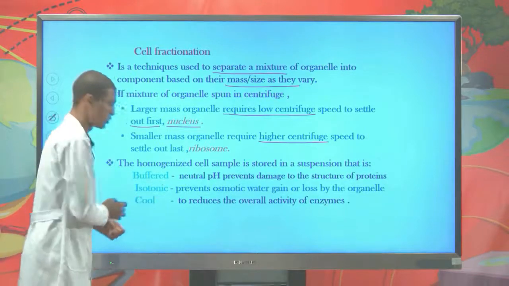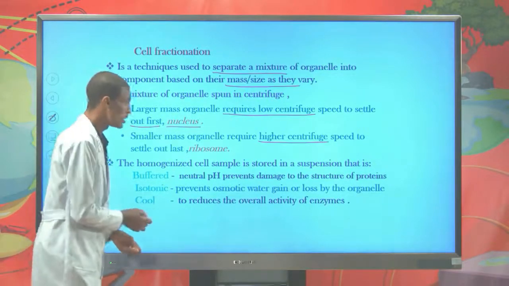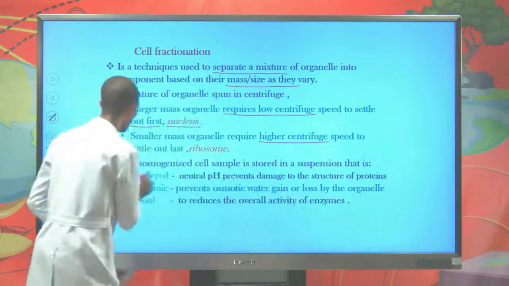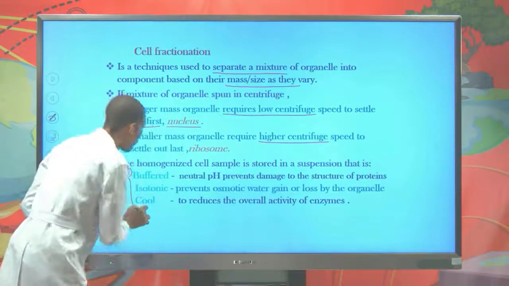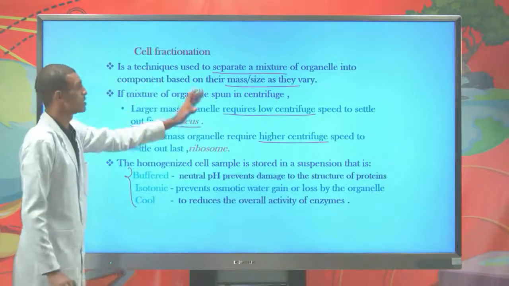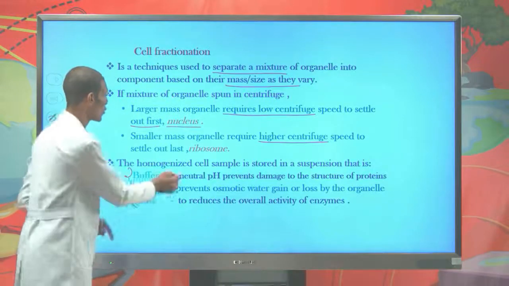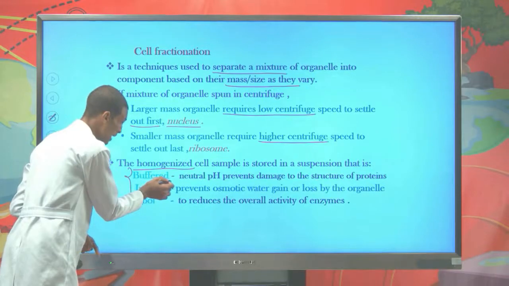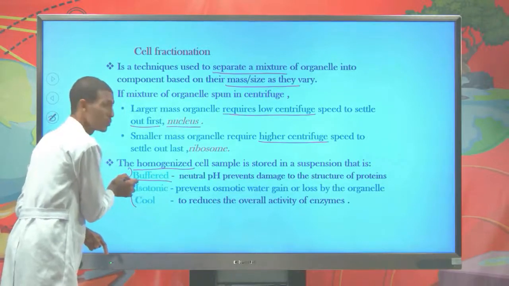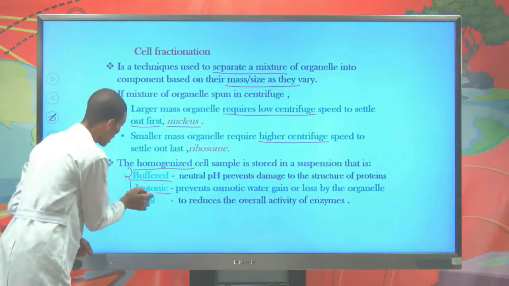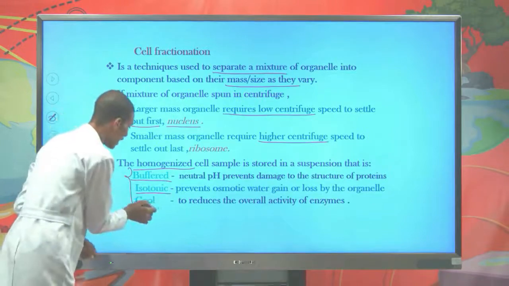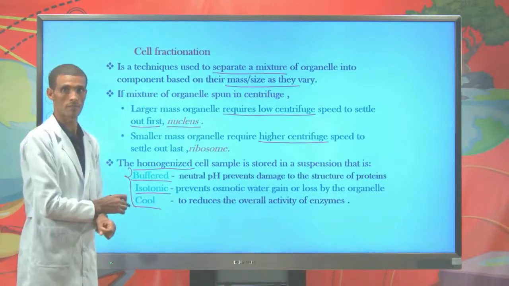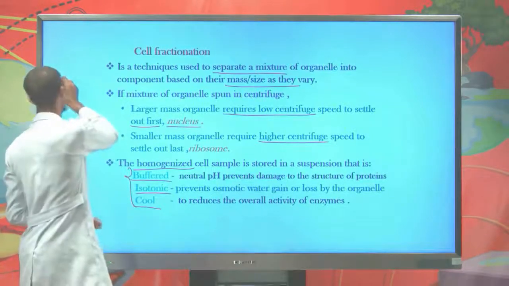It must be cool. When we say cool, it reduces overall enzyme activity of the cell. For carrying out the technique, the sample must be maintained in homogenized form, buffered at its pH, isotonic, and in a cool environment. Well done, student.